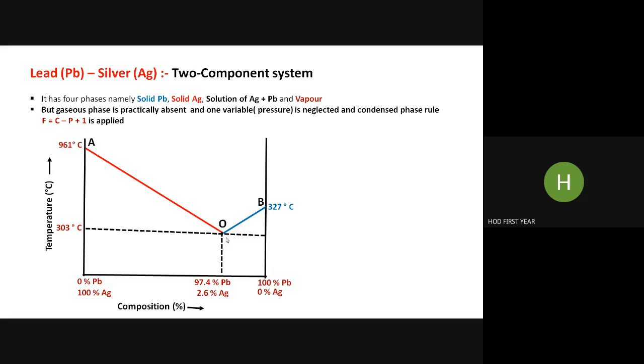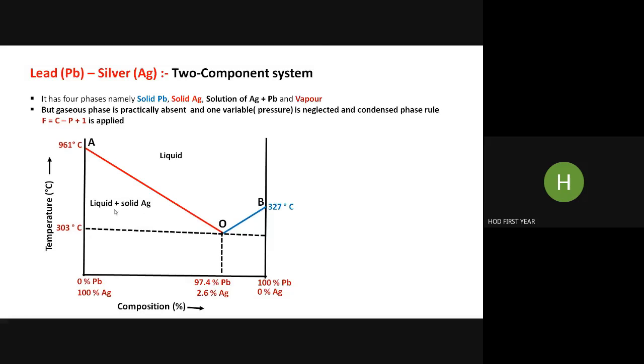Then we will label now. See, since we have two curves now, you see this is AO and BO. These two curves and one point we have. So automatically we have this area, another area, this is another area, and these two more areas. Okay. So this is the liquid area. Why liquid? Because of the melting point. So see, temperature is very high. Both the lead and silver are there in a liquid state only. Liquid phase only.